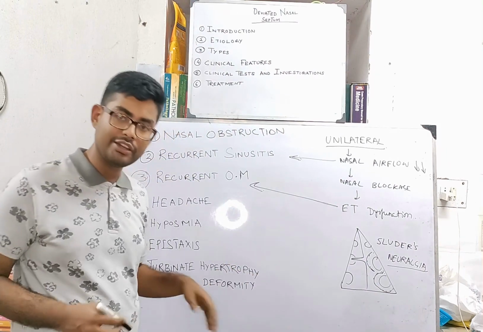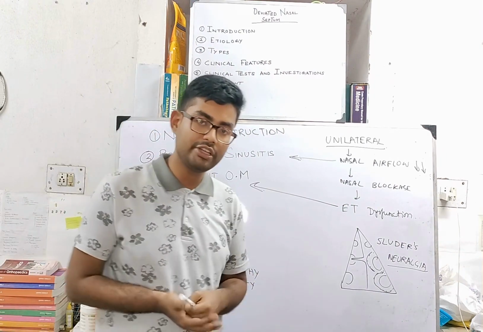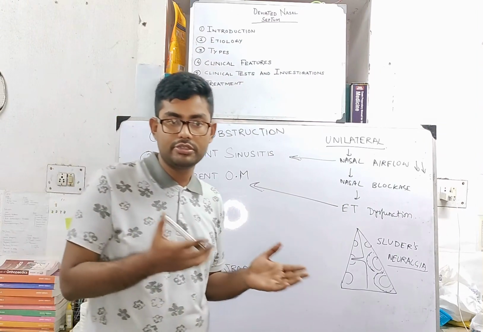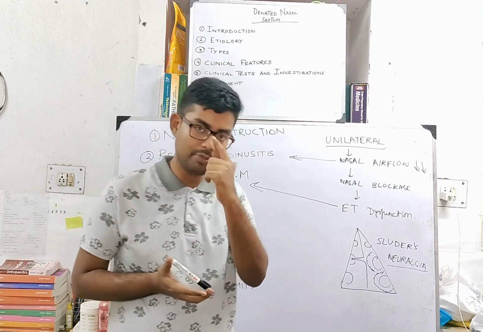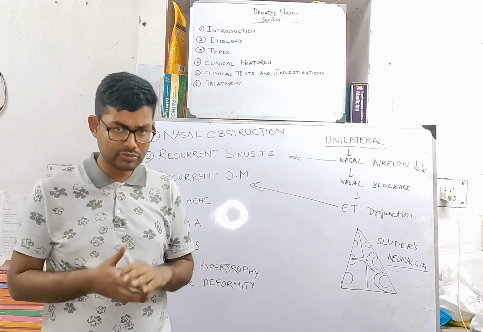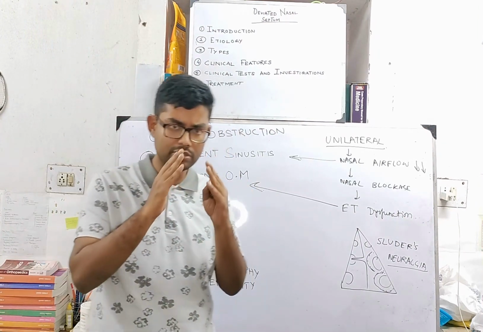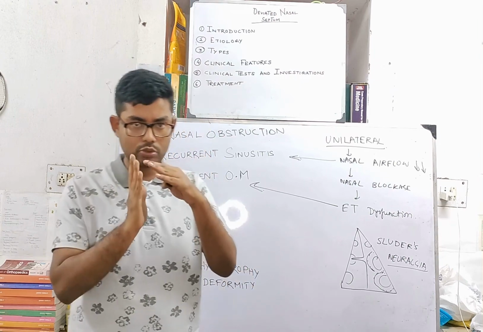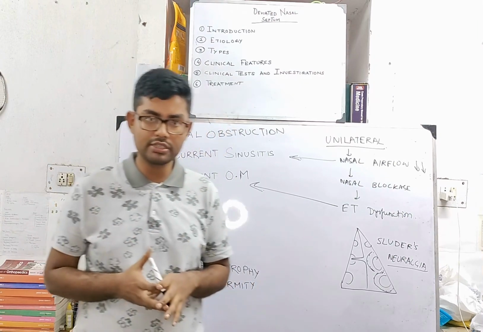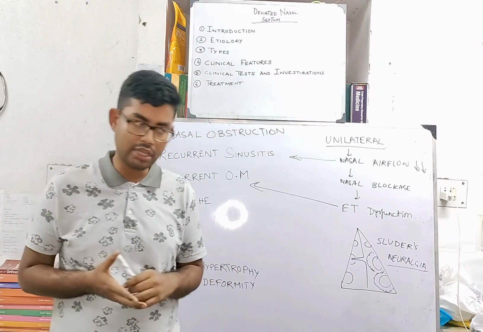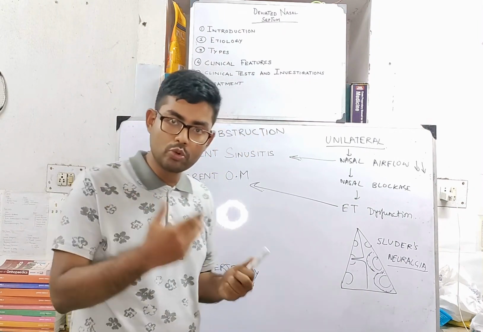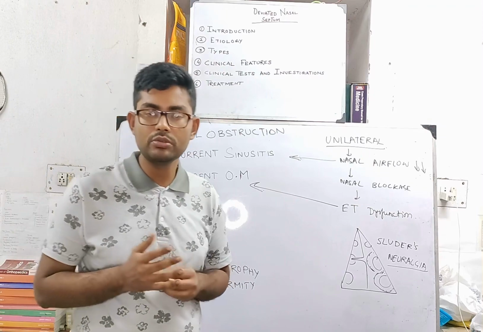Then coming to the final clinical feature, which is cosmetic deformity. When the deviated septum is so severe that the external appearance of the nose is also deformed, we may be able to see the nose deviated to one side or the other. That is called a deviated nose, and we normally require more than a septal correction surgery to repair that defect.